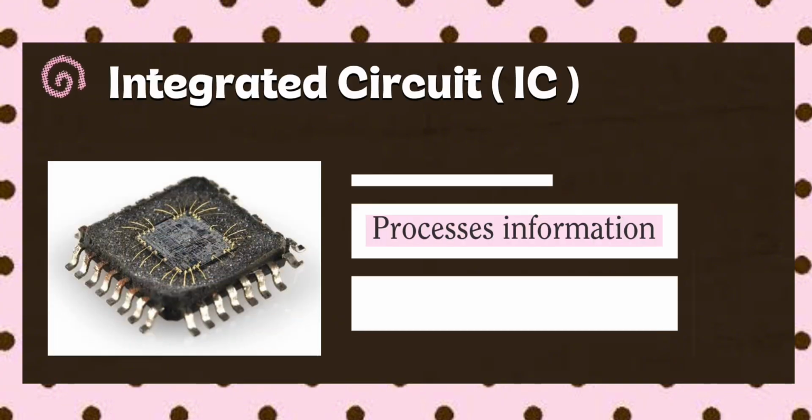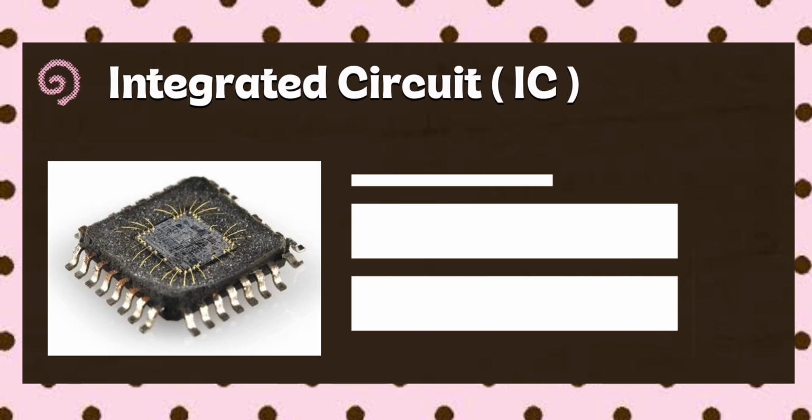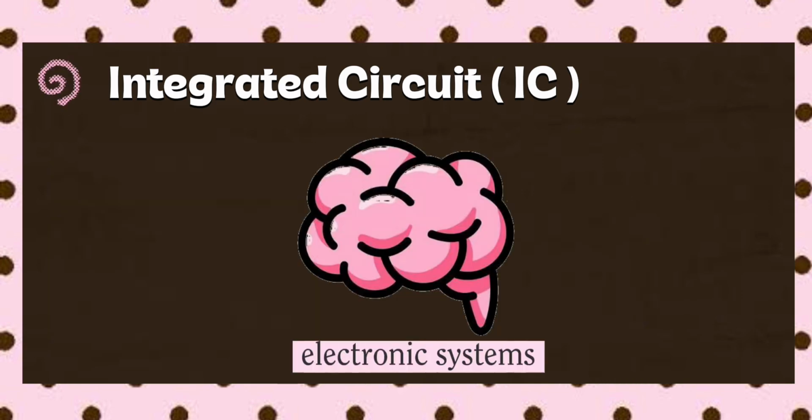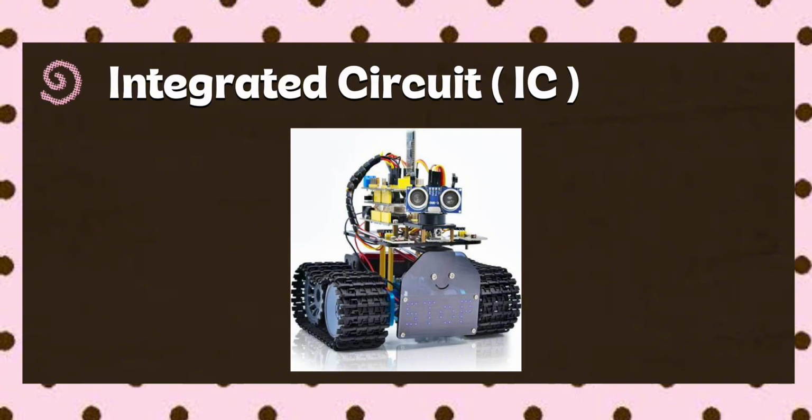Integrated circuit or IC. An IC contains many tiny electronic parts inside one chip. It acts as the brain of many electronic systems. Examples: Arduino robot. It processes sensor data and controls movements.